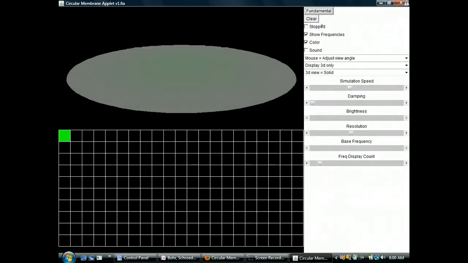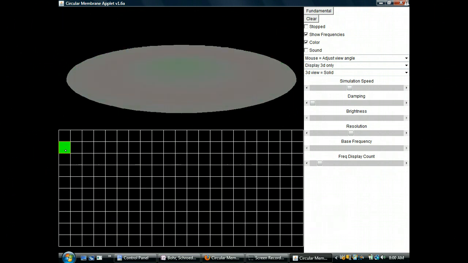This is a drum. You can view this as a drum. This is the lowest frequency standing wave that can occur in the drum. Say you just strike it in the center. Okay, that's what you're going to get. Now, if I go to a higher frequency, the next standing wave would look like this.